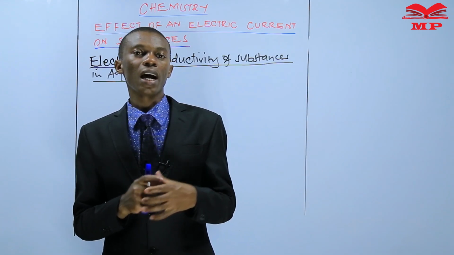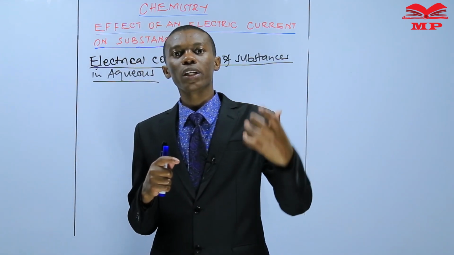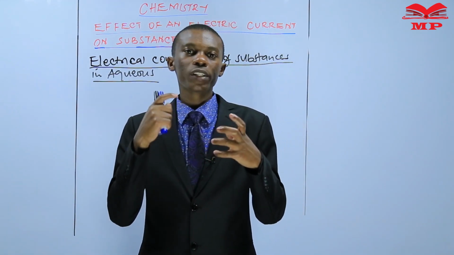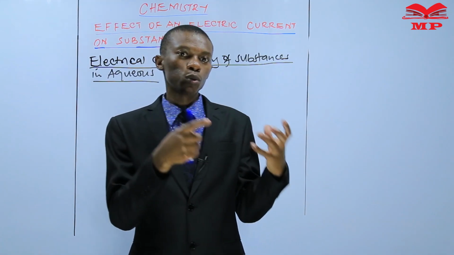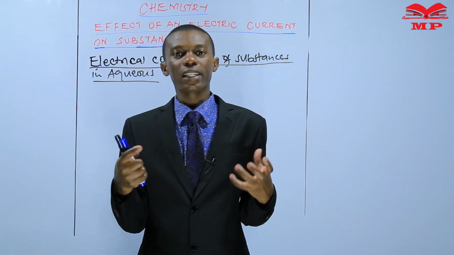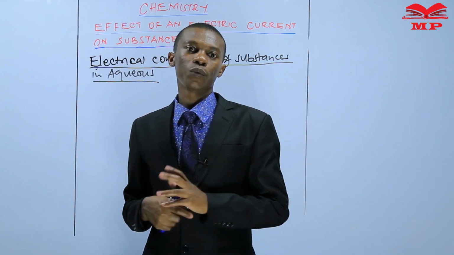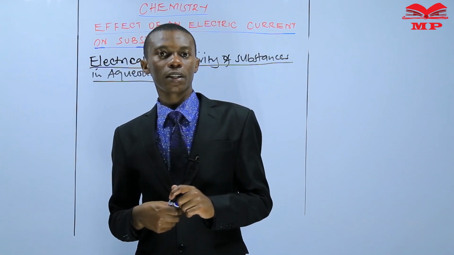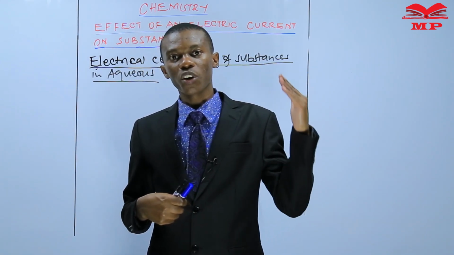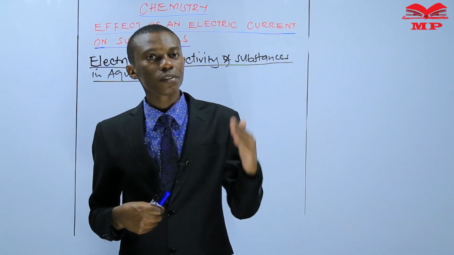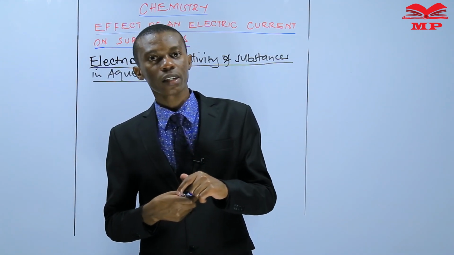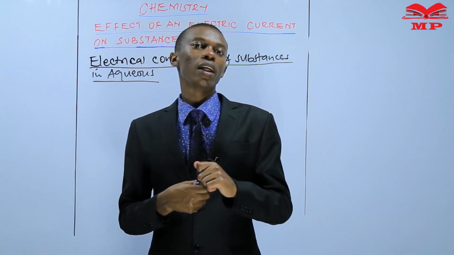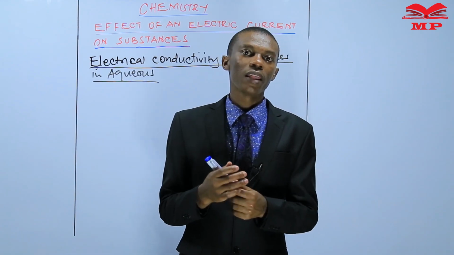Again, we talked about an electrode, and we said that an electrode is a solid conductor that transfers or moves electric current into solid non-metallic substances. There are two types of electrodes. We have the anode, and we also have the cathode. The anode, we said, is the electrode which is connected to the positive terminal of the power source, while the cathode is the electrode connected to the negative terminal of the power source.